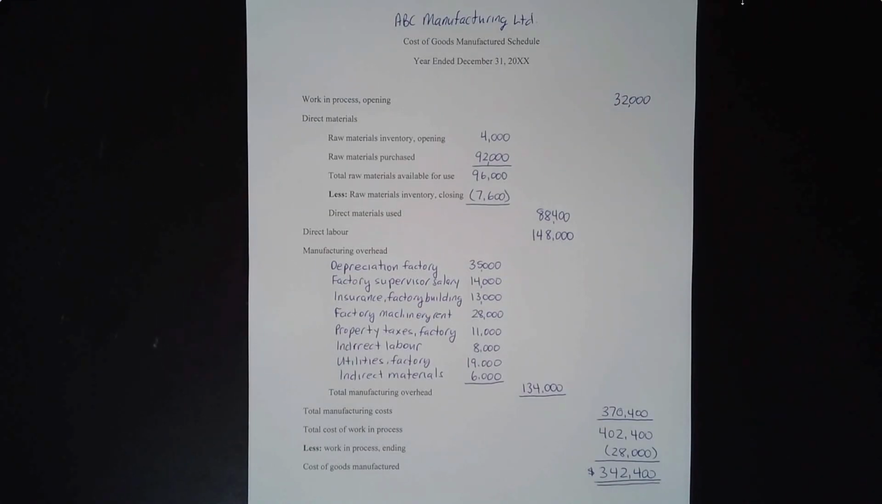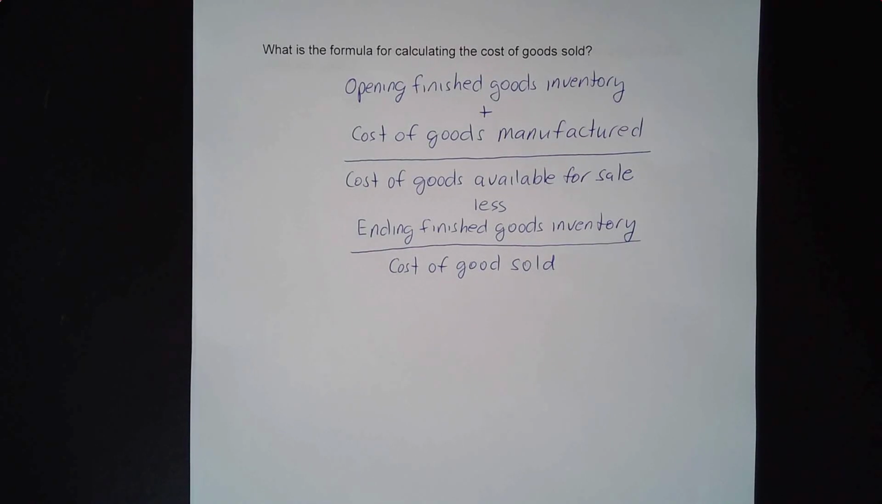Let's just pan back so we can see the whole thing at once. This is the cost of goods manufactured schedule in its entirety. So exactly how do we use this? We're going to use the cost of goods manufactured of $342,400 in order to calculate the cost of goods sold. And we'll do that in a future video.